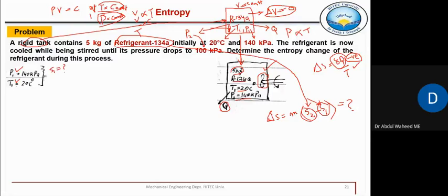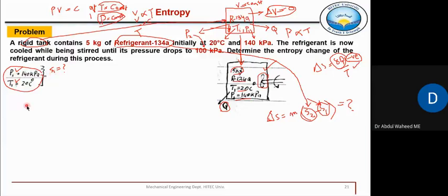So how can we find it from the tables? Not the steam table, it is the R134A table. But first of all, we need to be sure what the state of this refrigerant is at this pressure and temperature, whether it is in the superheated region, the mixture region, or the liquid region. Once we know the region where this substance lies, from the table of that region we can find its entropy.